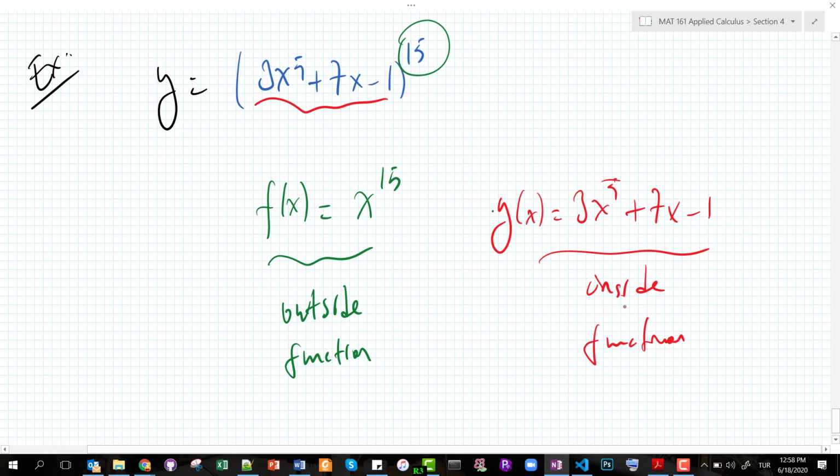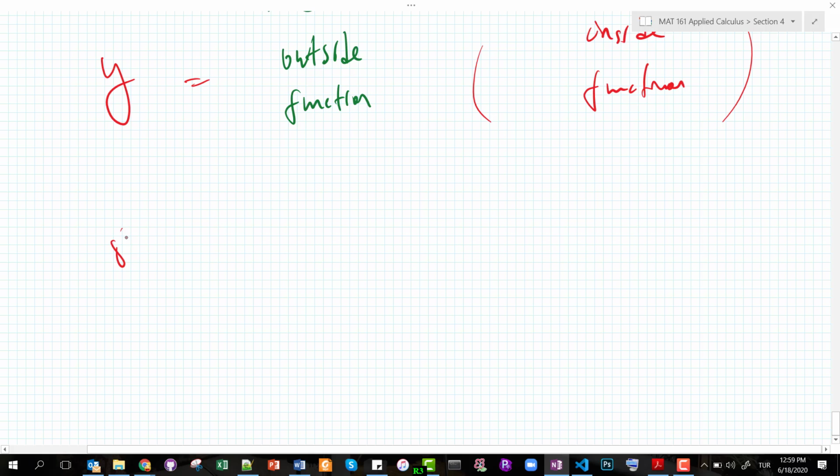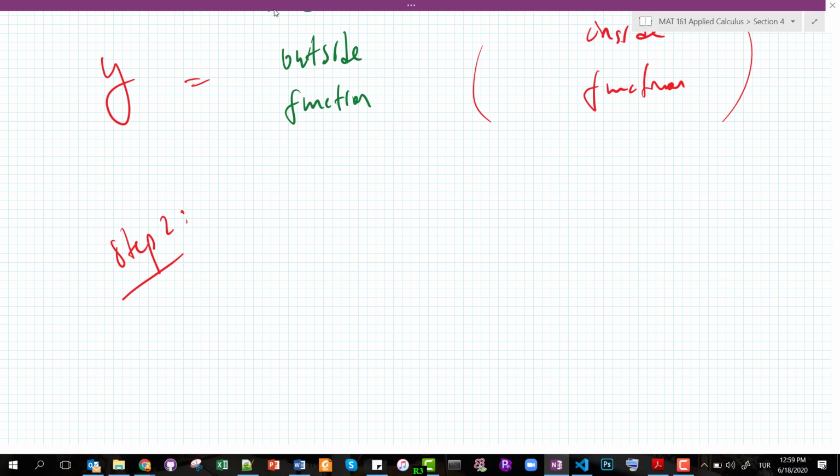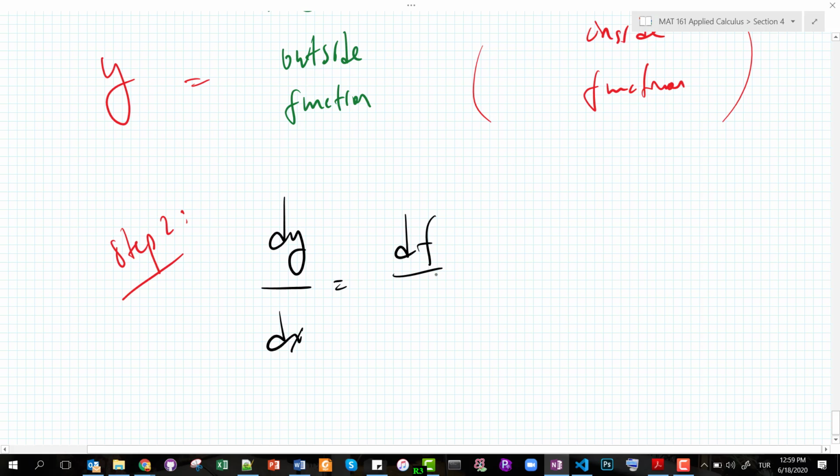If I combine the inside function with the outside function, as you see, I would get my function. That is why we can use these two functions to get y as a composition of f of g. So that is the first step. Step 1, you need to determine the two functions so you can get the original function. In step 2, I'm just going to apply my formula. My formula was dy over dx, which is equal to df over du, and then du over dx.